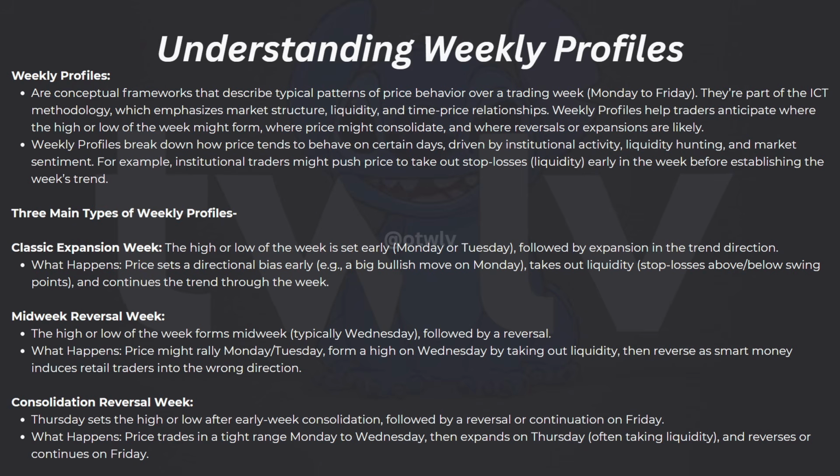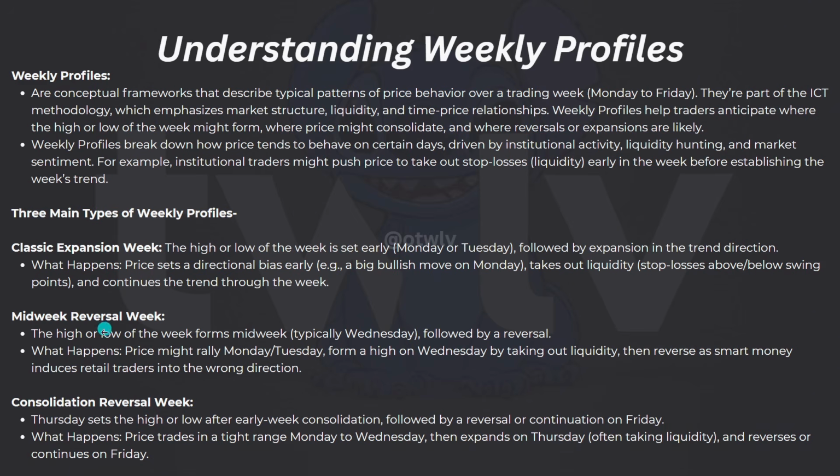Weekly profiles break down how price tends to behave on certain days, driven by institutional activity, liquidity hunting, and market sentiment. For example, institutional traders might push price to take out stop losses liquidity early in the week before establishing the week's trend. Okay, so manipulation on Monday, Tuesday into expansion Wednesday, Thursday, Friday, for an example. So there's 3 main types of weekly profiles. So I want you to take a screenshot of this here. These 3 are what you will study.